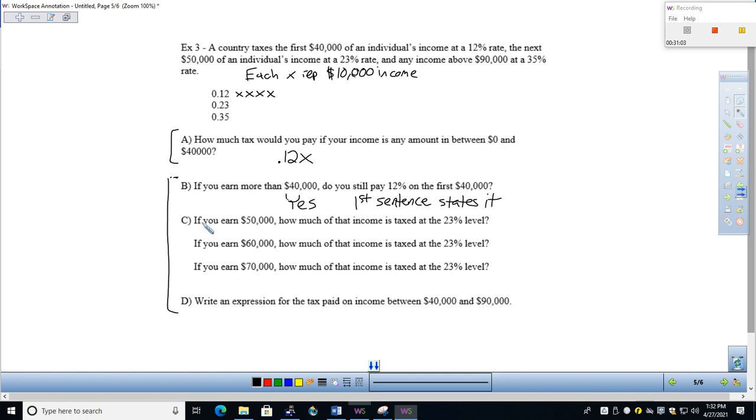C. So if we earn $50,000, this is where this table I think helps. Here's $40,000 of it. There's the next part of it. Now, hopefully everybody would agree, that's $50,000 total. Based on the problem, the first $40,000 is taxed at the 12%, and only $10,000 of it would be taxed at the next level. So if you earn $50,000, how much of that income is taxed at the 23%? Only 10 grand.